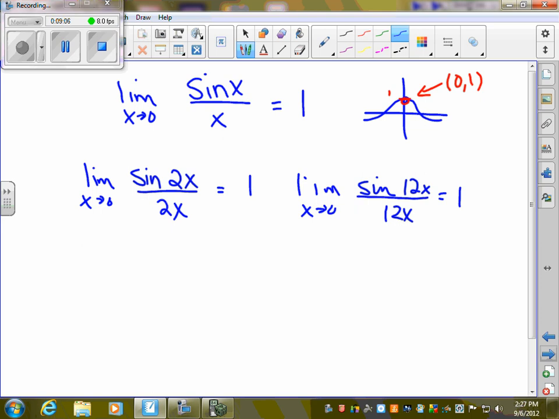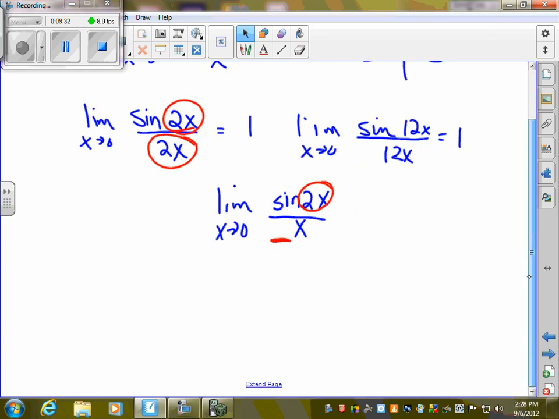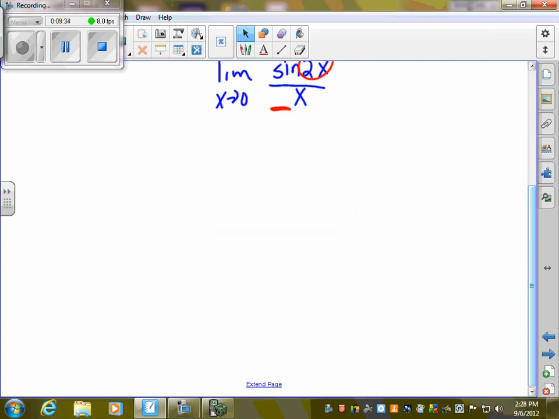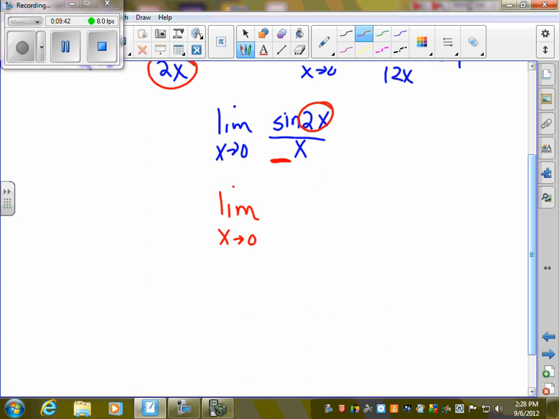Now what happens when I get something like the limit as x approaches 0 for sine of 2x over x? See, my property says that if it's 2x here, it's got to be 2x here. I have 2x, which means I need to have a 2x in the bottom. So here's what I can do. I already know I can make equivalent fractions by multiplying them by the same term, top and bottom. So what I'm going to do is multiply this by 2 over 2.